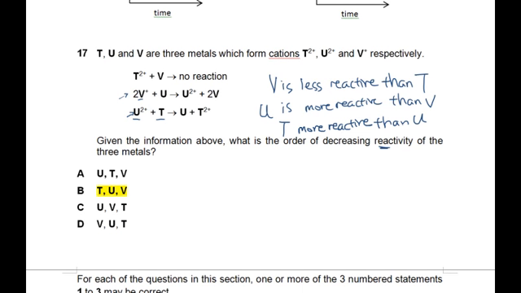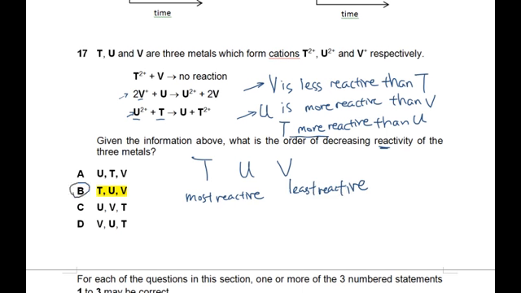So T should be the most reactive then, right? Because T is more reactive than U, and from the first statement, T is also more reactive than V, and U is more reactive than V. So T is the most reactive. We got to choose between U and V now. U is more reactive than V, so I will put U here and V here. So this is the least reactive. So that is option B.